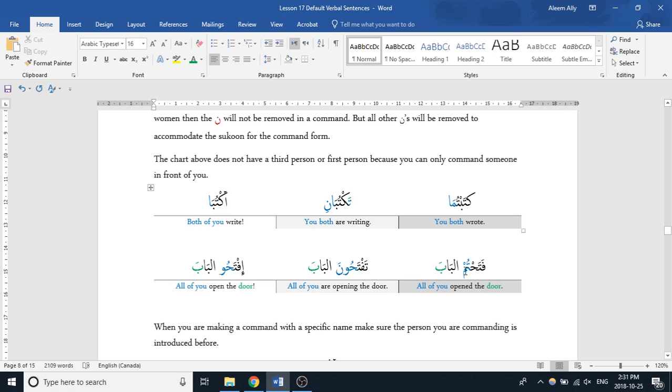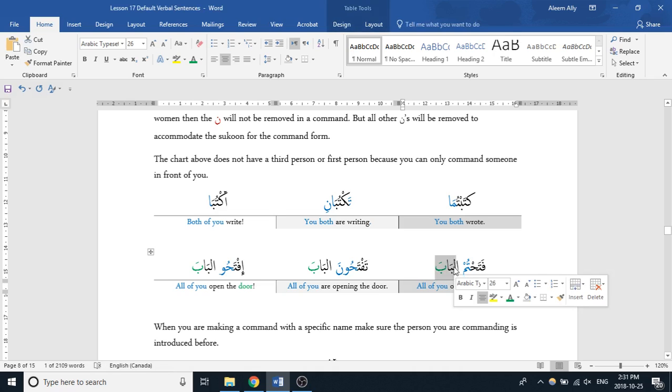So fatahtum al-bab, which means all of you opened the door. It's in the past tense. And we know bab is the thing being opened because it's in a state of nasb. Then we have taftahuna al-bab, which means all of you are opening the door. So now we're in the present tense. Now we go into command, and it becomes iftahu. You see that noon was removed on the end because it can't take a sukun, so we drop it. It becomes iftahu al-baba, which means all of you open the door. It's a command now.